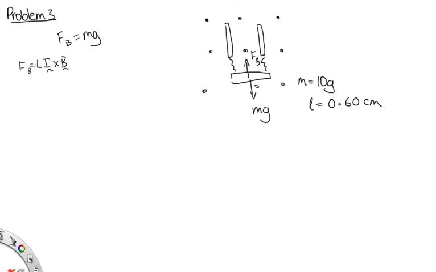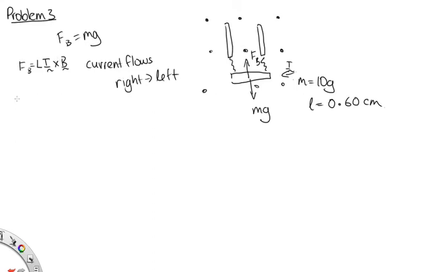Let's start by working out the direction. We need to have the magnetic force going upwards, and we know that the magnetic field is coming out of the page, and so our current must be flowing from right to left in order to produce an upwards magnetic force. So current flows right to left. The current and the magnetic field are perpendicular to each other, so we have a sine 90 here.